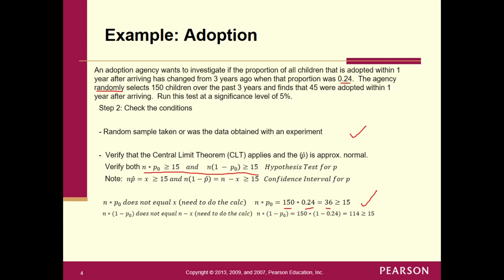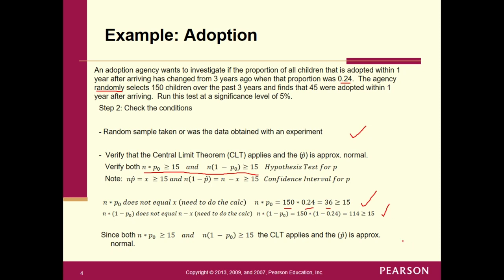Do the next calculation, 150 times 1 minus P sub 0. We get 114, at least that's what I got. That's greater than or equal to 15, check mark. Okay? What does that mean? Since both are greater than or equal to 15, the central limit theorem applies, and the sampling distribution of p hat is approximately normal. Okay?